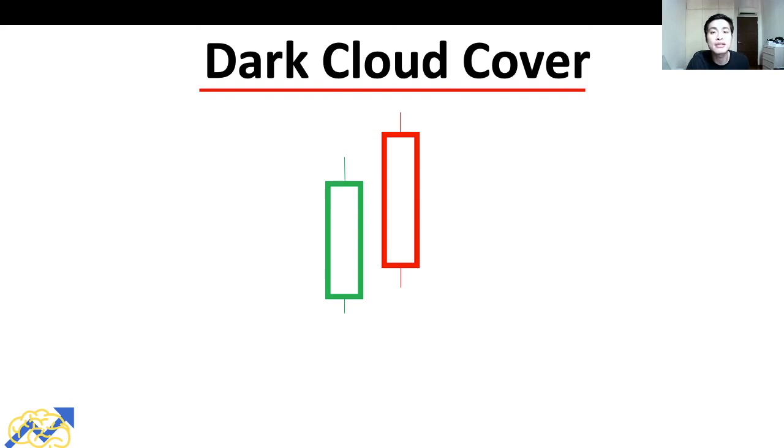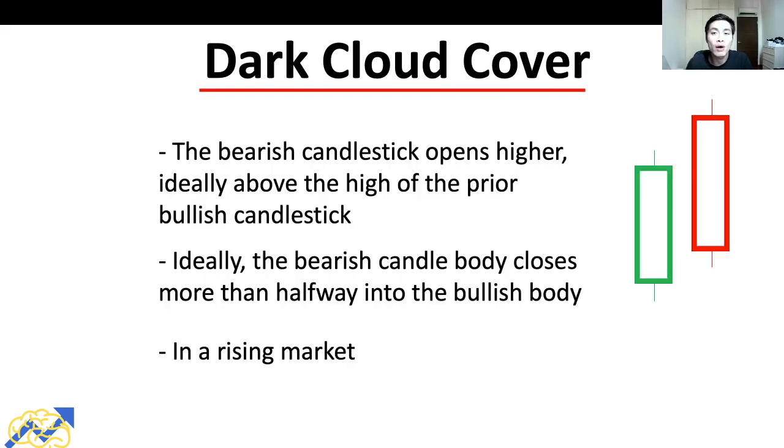The next candlestick pattern is the dark cloud cover. The first candlestick is a bullish candlestick followed by a bearish candlestick. And we want to see the opening price for the bearish candlestick at a higher level than the closing price for the bullish candlestick. And the second thing that we want to look out for is that the closing price for the bearish candlestick closes well within the body of the bullish candlestick. These are the characteristics for a dark cloud cover pattern.